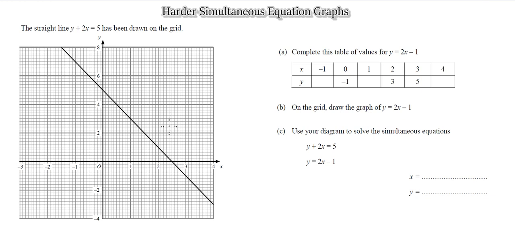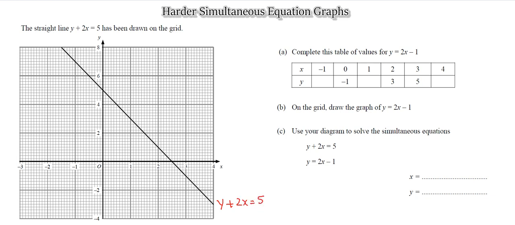In this video I'll be showing you a bit of harder questions for simultaneous equation graphs. So let's have a look at this question. The straight line y plus 2x equals 5 has been drawn on the grid. So that's this line here. The equation for this line is written y plus 2x equals 5. So let's just write that down. It's y plus 2x equals 5.